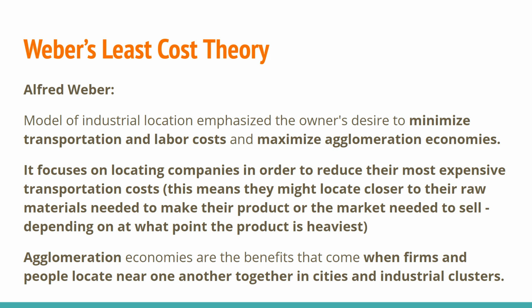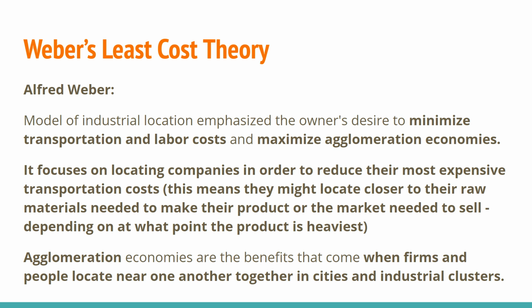First, Weber argued that a company is going to locate in order to reduce their most expensive transportation costs. That means they might locate closer to the raw material that they need to make their product, or they may locate closer to the market needed to sell their material, depending on at which point the product is heaviest. All right, so they're going to weigh all of this out. I have another slide after this that helps to explain.